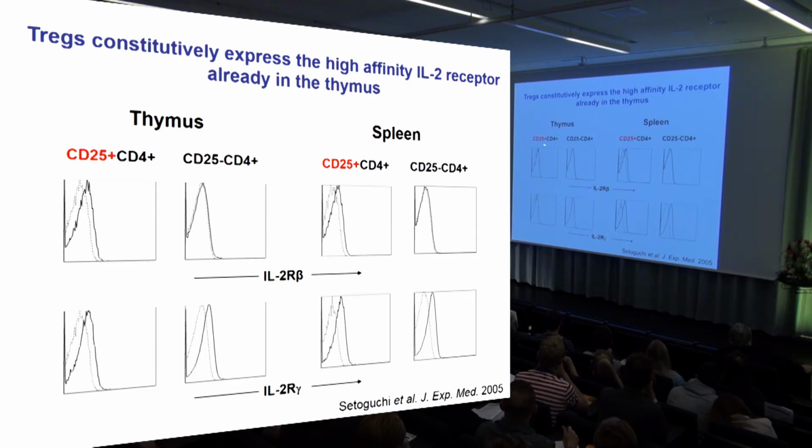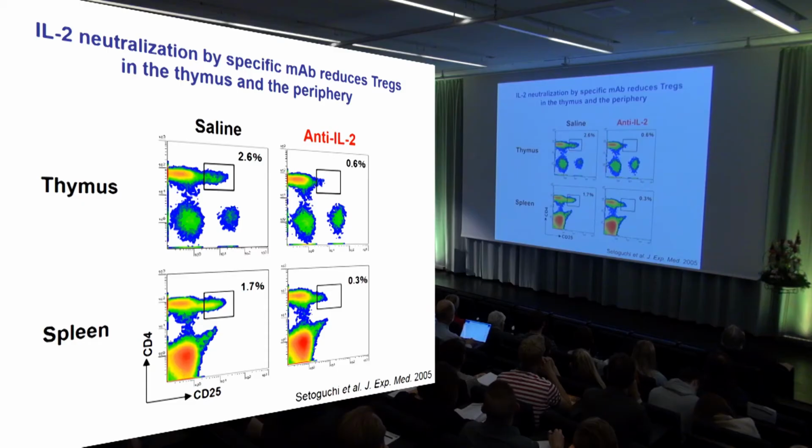Here, CD25 positive means IL-2 receptor alpha chain positive, beta chain positive, and common gamma chain positive. But CD25 negative cells, alpha chain negative, are not expressing beta chain. If you go to the thymus, alpha chain positive cells are expressing beta chain and common gamma chain. So this means that already in the thymus, they are expressing the high affinity IL-2 receptor. And if you neutralize IL-2 in the body, the Treg cannot survive. Just one injection of a neutralizing anti-IL-2 antibody, and the Treg in the spleen decrease in number, and also in the thymus.